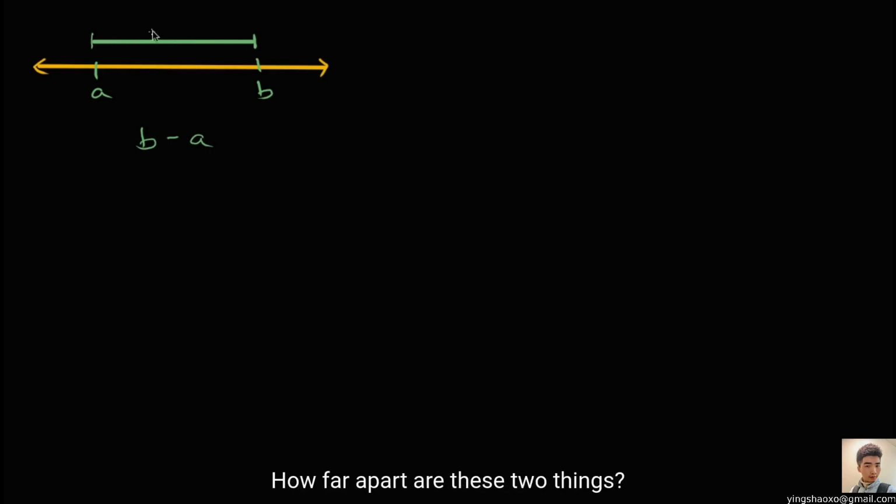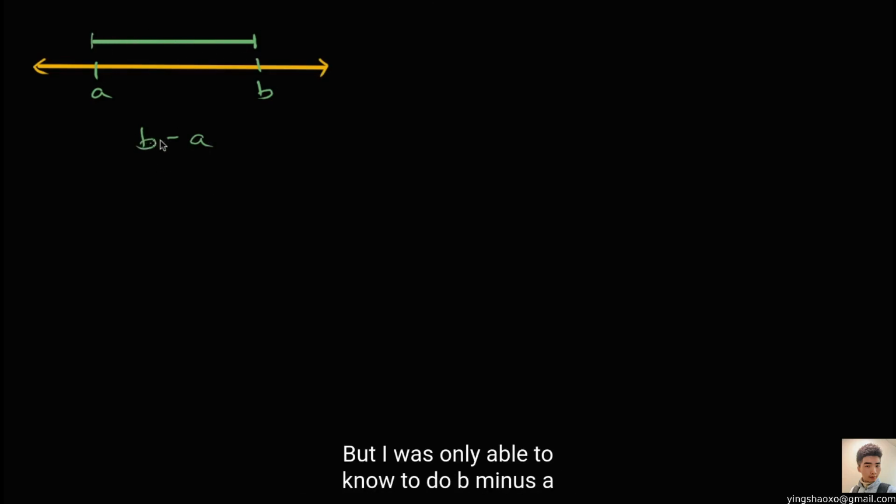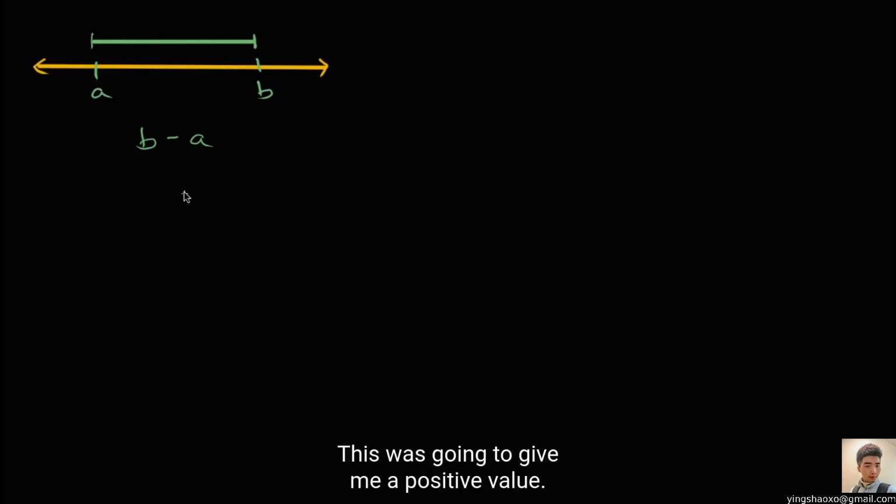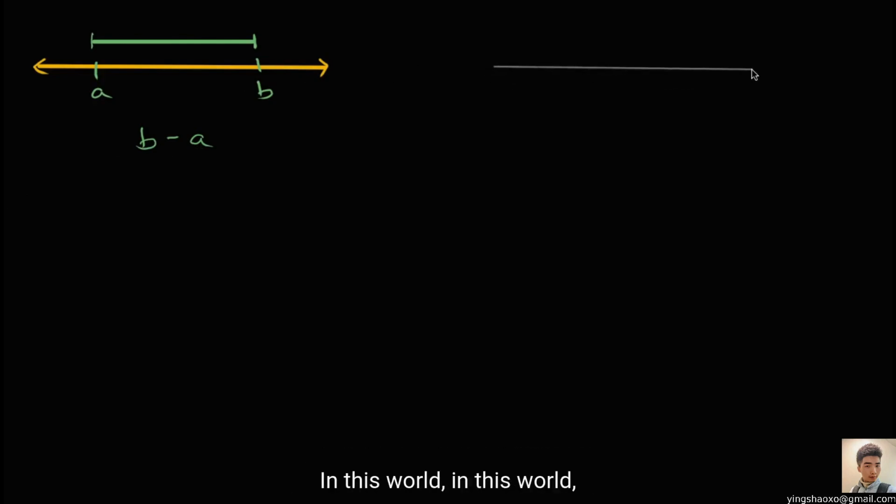How far apart are these two things? But I was only able to know to do B minus A because I knew that B was greater than A. This is going to give me a positive value. What if I knew that A was greater than B? Well, then I would do it the other way around. Let me draw another number line right over here. And in this world, I'm going to make A greater than B. So there is B, and that is A.